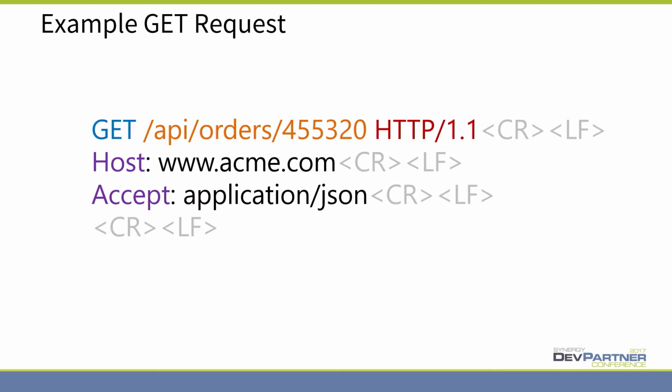So there's an example of a fully formed HTTP GET request. We're asking the server that we're talking to for something, API orders and a number, using HTTP 1.1. We're sending a host header that is required, which is acme.com, and we're saying, I would like you to return JSON to me, please. And it will if it can. Carriage return line feed terminates the headers, and it's a GET, so there is no body, so that's the end of the request.